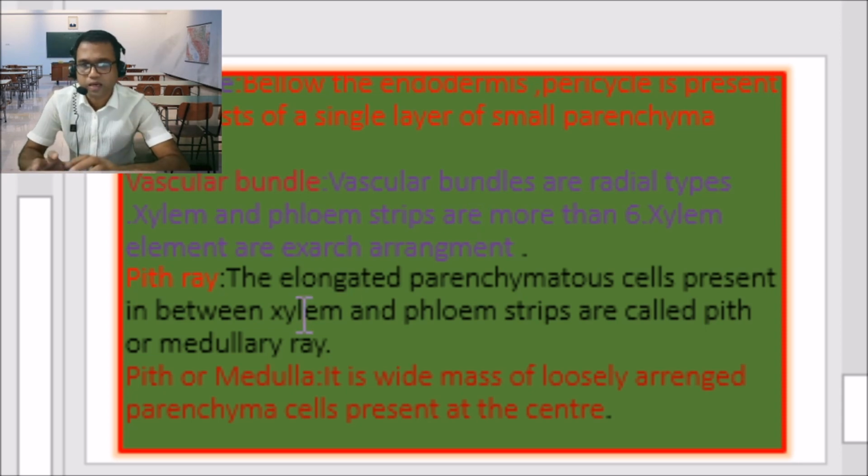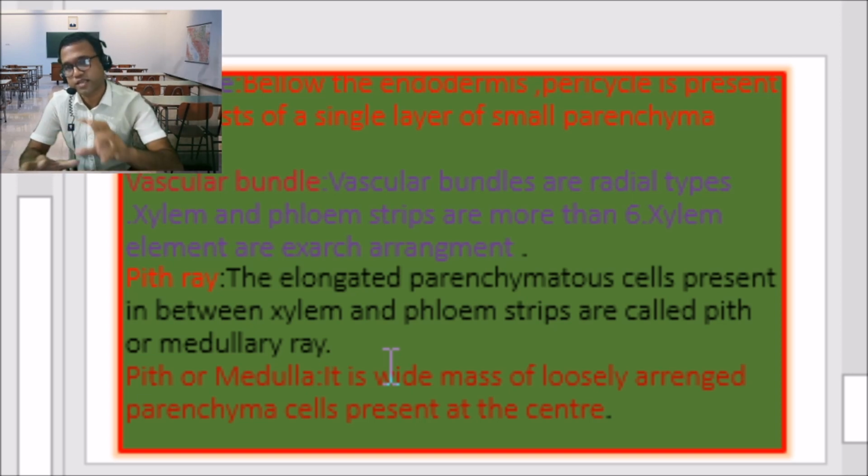And pith. In between xylem and phloem there is a parenchymatous cell region, which is known as medullary ray. In the center of the stele there is a space known as medulla. It is a wide mass of loosely arranged parenchymatous cells present at the center. This portion is known as pith or medulla.